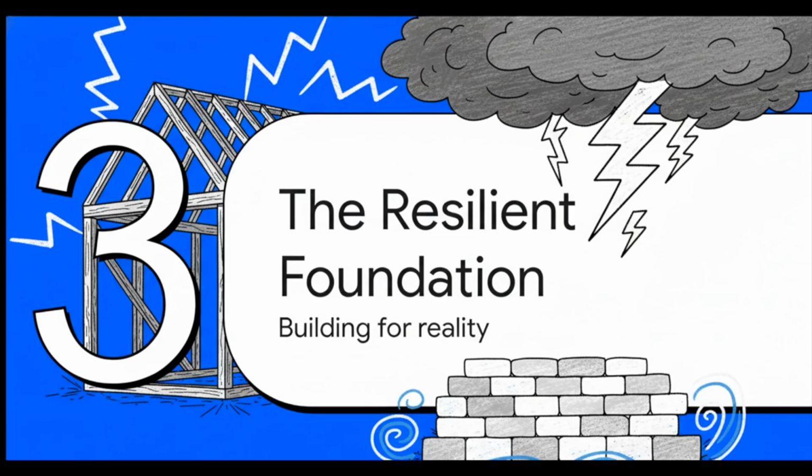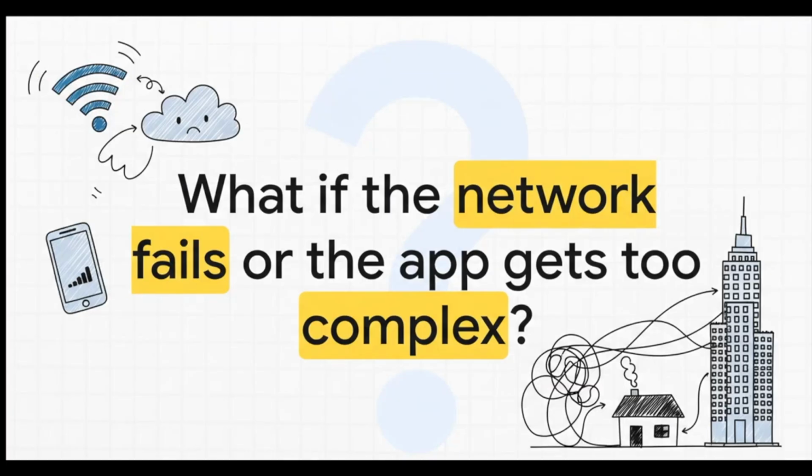So our house has a frame and it has power. But is it going to withstand a storm? This final section is all about the foundation, the principles that make our app resilient, robust, and totally ready for the unpredictable real world. Because let's face it, things go wrong. Wi-Fi drops, cell signals are weak, and as our app grows from a little cottage into a giant skyscraper, just managing all the different components can become a nightmare. So how does our architecture handle all of this?